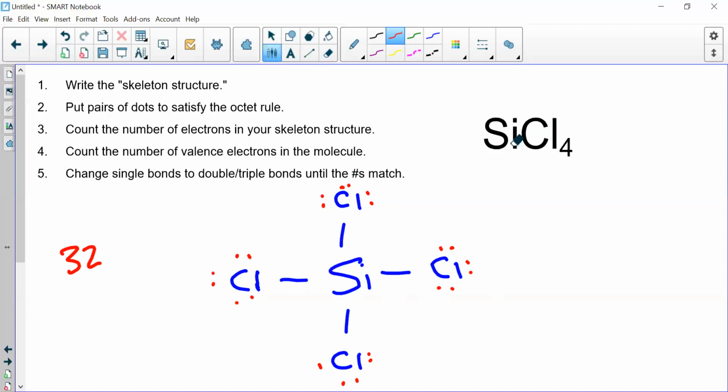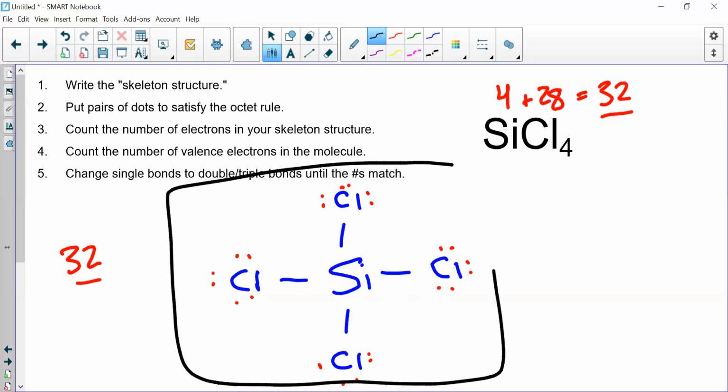All right, looking over here, silicon is right under carbon, which means it has 4. Chlorine has 7 times 4 is 28. 4 plus 28, 32. 32 matches 32. This is our structure. It's 4 single bonded chlorines. Each chlorine has 3 lone pairs, and the silicon in the middle has no lone pairs.